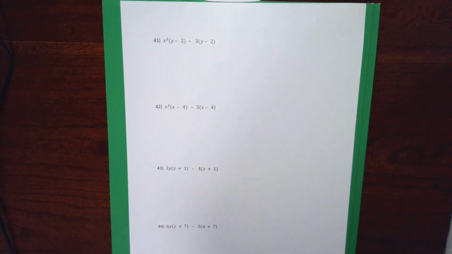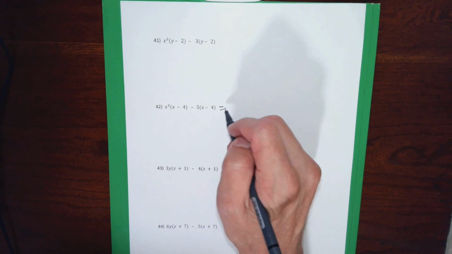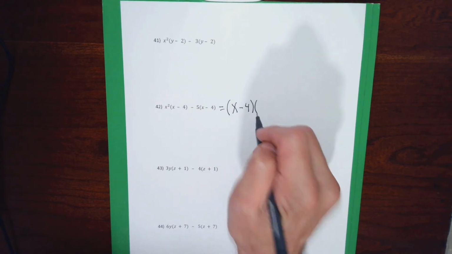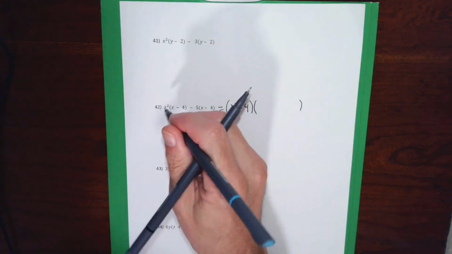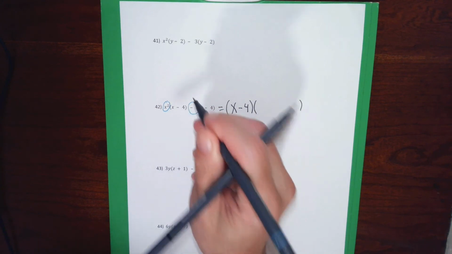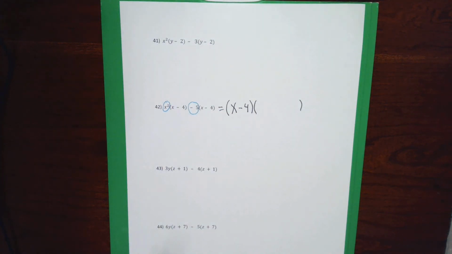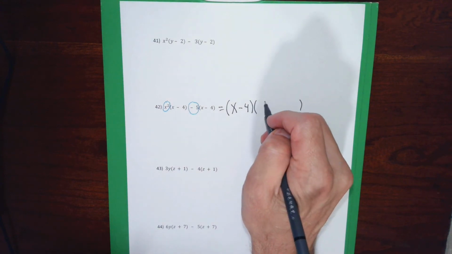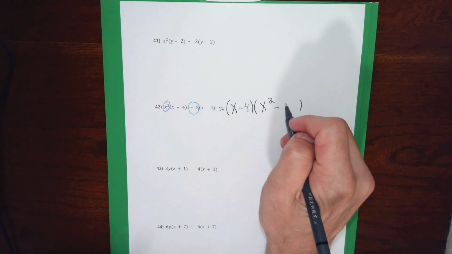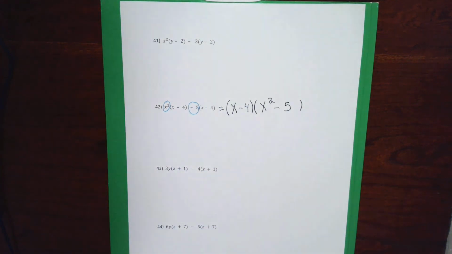So for 42, I see the common parentheses. I'm going to write down the common parentheses and then make a second parentheses. Inside that second parentheses, I write what's in front of the common parentheses. In front of the first x minus 4, there's an x squared. In front of the second x minus 4, there's a 5. That's considered completely factored. It's checkable, but it will take me longer to check than it would be to do the rest of the problems in this section.